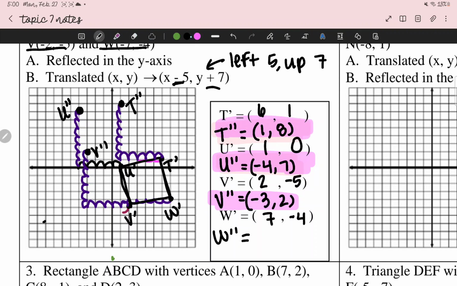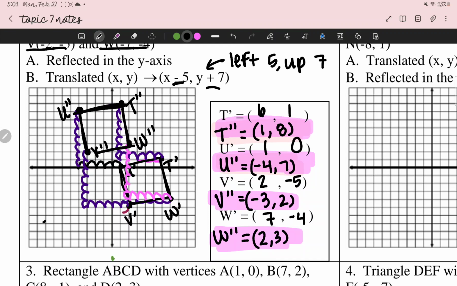And my last one is my w, 5 over to the left. 1, 2, 3, 4, 5, and up 7. 1, 2, 3, 4, 5, 6, 7. Okay, and I've got my final point for w prime prime, which is 2, 3. Okay, and final question, is it an actual square? It looks like it will be, so I think we did really well here. Oh yeah, that is a square to me.